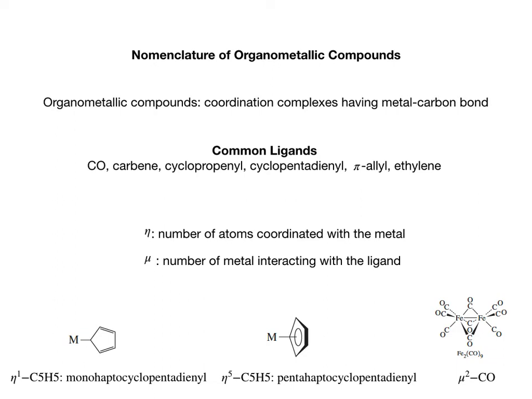Okay. The second major feature that we also encountered in coordination complexes is the bridging ligand. Here it is actually more common. The symbol for indicating a bridging ligand is the same as we used in coordination complexes, which is mu. So mu2 means one ligand interacts with two metal centers at the same time. And in this case, the two metal centers share the same lone pair from the ligand.